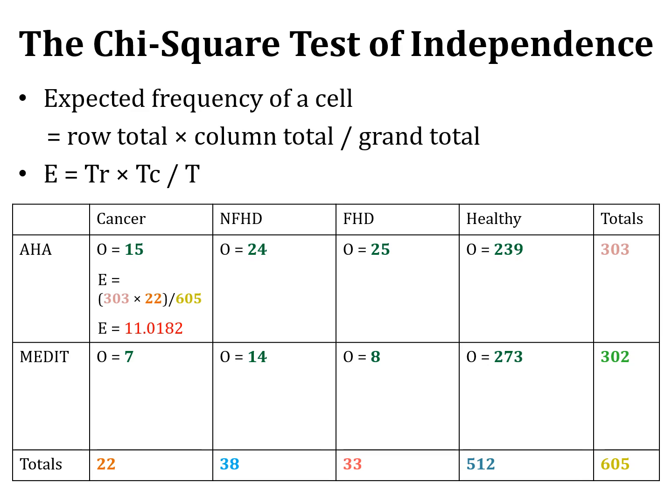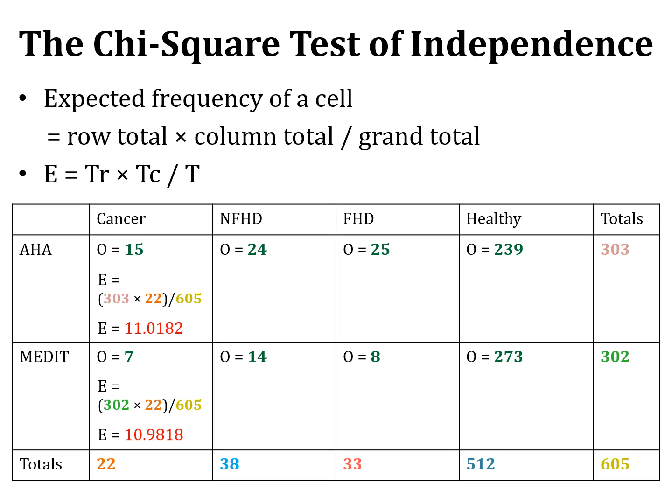Now the observed frequency for the cancer cases on Mediterranean diet is 7. But this observed frequency right now has nothing to do directly with the calculation of the expected frequency. So what do we need to get the expected frequency? We need to get the row total and the column total, and the row total here is 302 and the column total here is 22. So we have 302 multiplied by 22, and then their answer is divided by the grand total, which is 605. The expected frequency is 10.9818.